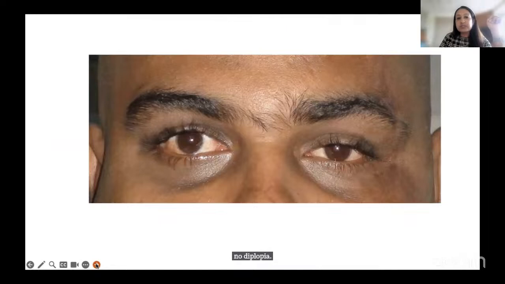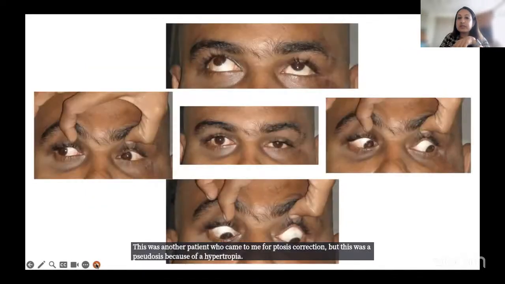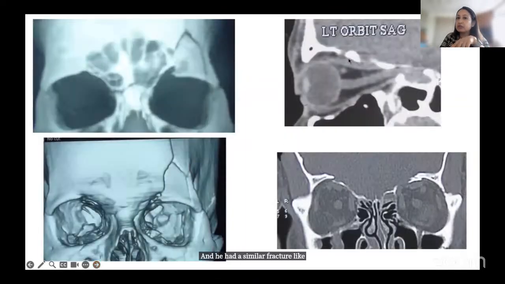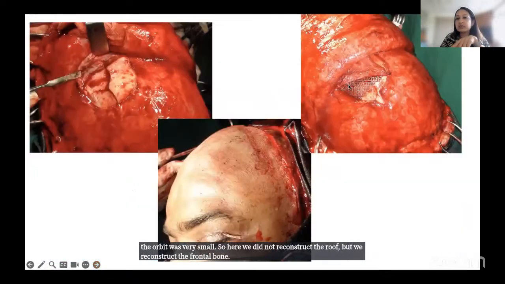This was another patient who came to me for ptosis correction, but this was a pseudoptosis because of a hypotropia. He had a similar fracture like this, but the bone fragment which was within the orbit was very small. So here we did not reconstruct the roof, but we reconstructed the frontal bone. And this was the titanium mesh that was used.